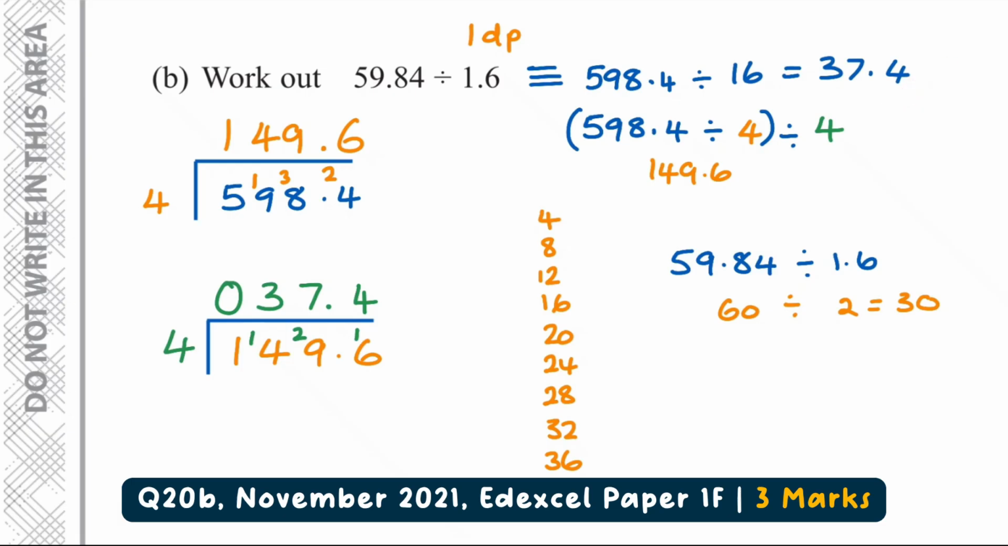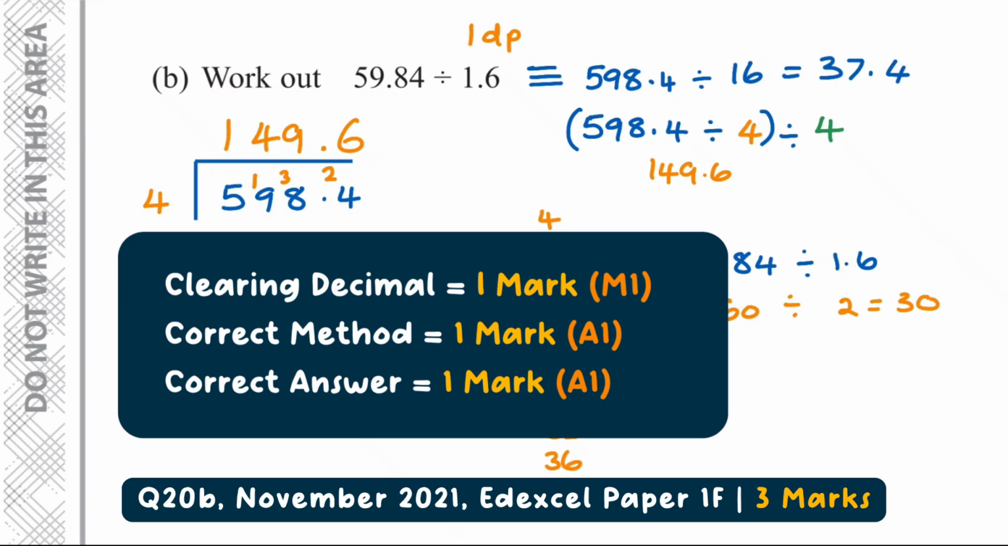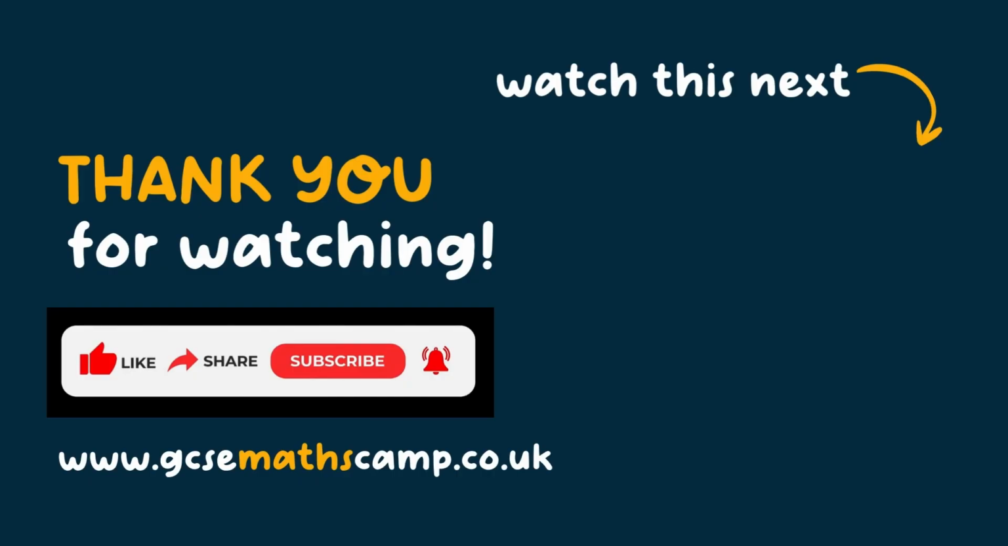This question is worth 3 marks. There's a method mark for getting rid of the decimal point. There's an accuracy mark for the digits 3, 7, 4, and there's another accuracy mark for the correct placement of the decimal point.